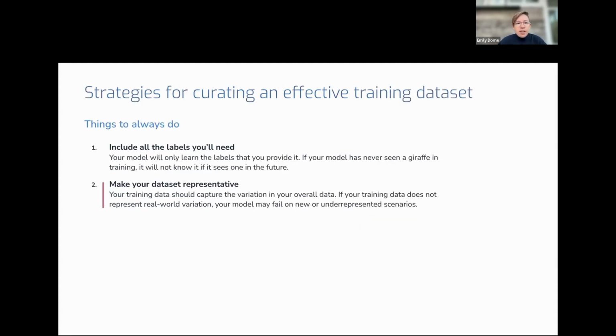The second strategy is probably the most important one. It's really important to make your training data set representative. What we mean by this is that your training data should capture the variation in your overall data. So if your training data doesn't represent that real world variation, your model is not going to do as well. It might fail or just underperform on new or underrepresented scenarios.